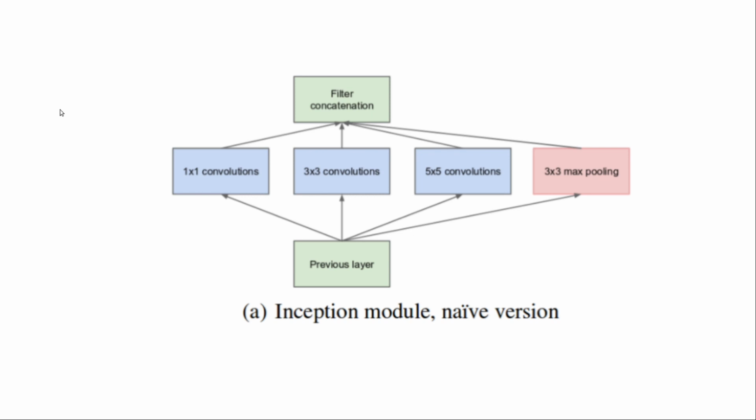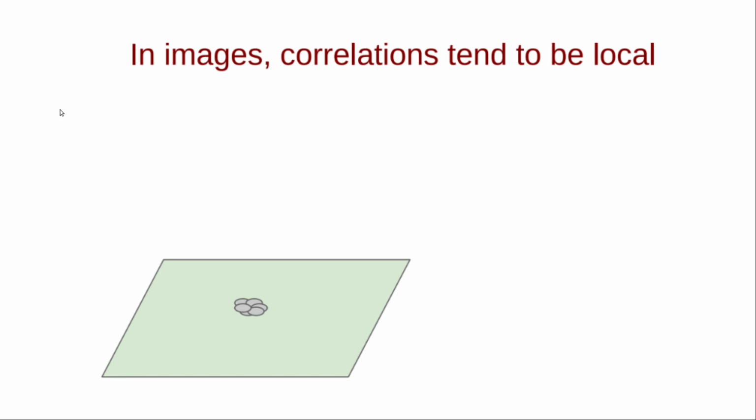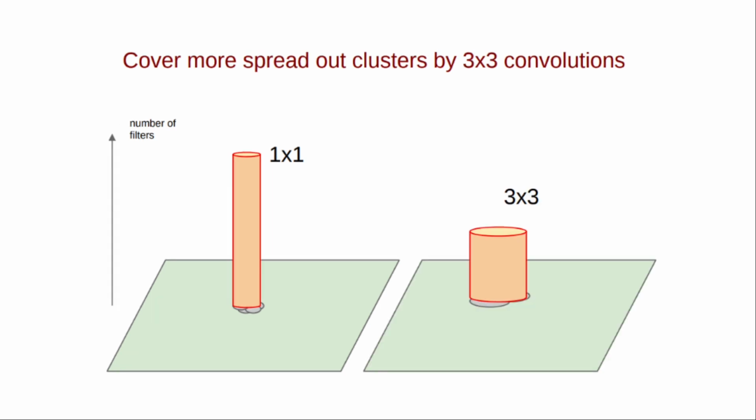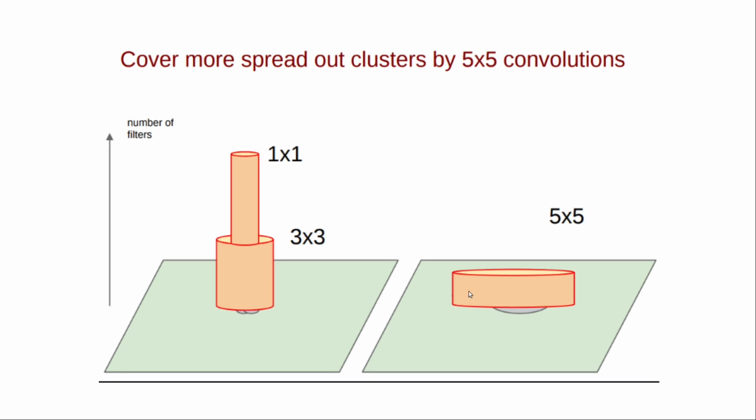Let's see if we can understand this a little more intuitively. In images, correlation among the features tends to be local, and if I use just a 1 by 1 filter, what we see here, then that will cover very local clusters. Now if I use a 3 by 3 filter, that will cover a little more spread out cluster, what you see here on the right side. Now if I go even higher, if I use a 5 by 5 filter like this, that will cover even more spread out clusters with this larger kernel size.